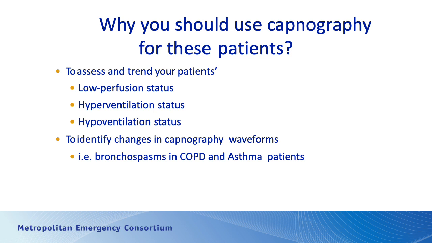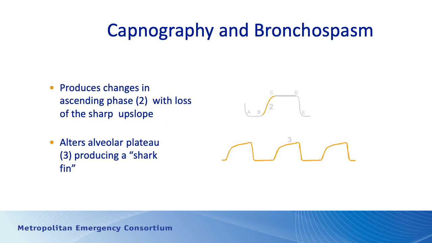So we like to use capnography on these patients because we can assess the patients for low perfusion status, so shock. We can evaluate them for hyperventilation or hypoventilation. And we can use the waveforms to identify disease states such as asthma or COPD with bronchospasm, and to monitor for improvement in those disease states as we provide treatment. So capnography and bronchospasm, again, the shark fin, we look at for that in phase 3.